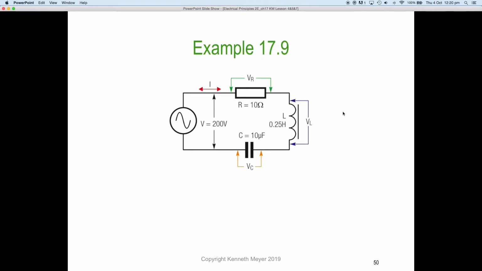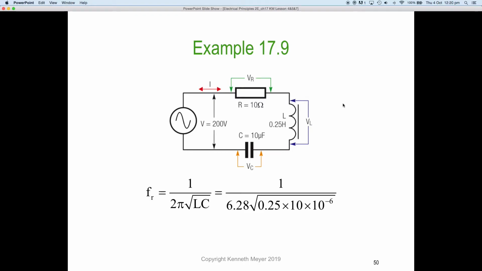So here's a little example. This is example 17.9 from the textbook. We've got 10 ohms, so the voltage across the resistor is in green. Voltage across the inductor, at 0.25 henries or 250 millihenries, and the voltage across the capacitor VC. So 200 volts is the supply.